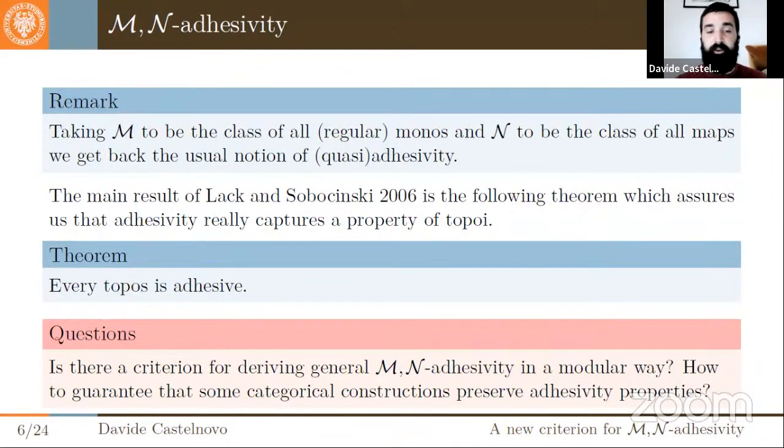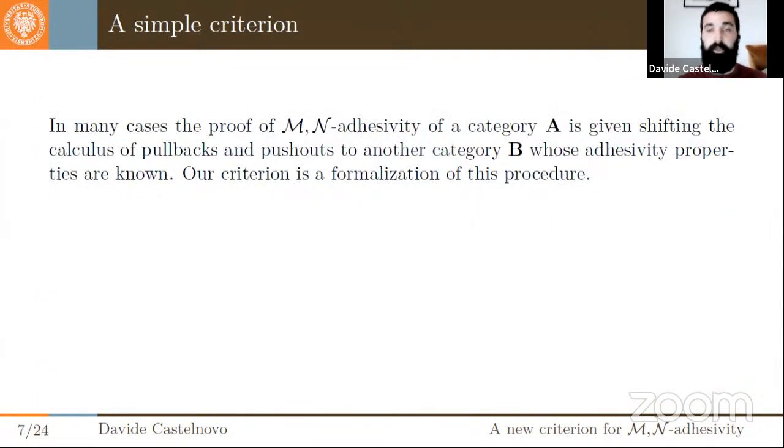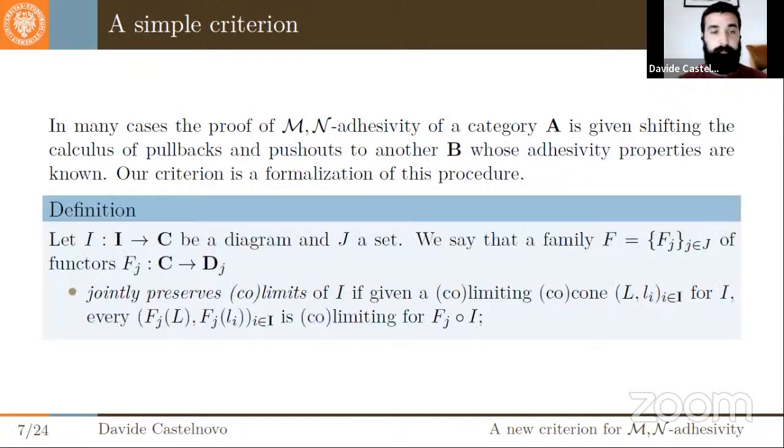So is there a criterion for deriving MN-adhesivity in a modular way? So how to guarantee that some categorical constructions preserve some adhesivity properties? In a lot of cases, the proof of MN-adhesivity is given by shifting the calculus of pullbacks and push-outs to another category B, whose adhesivity properties are known by other means. And our criterion is just a formalization of this procedure.